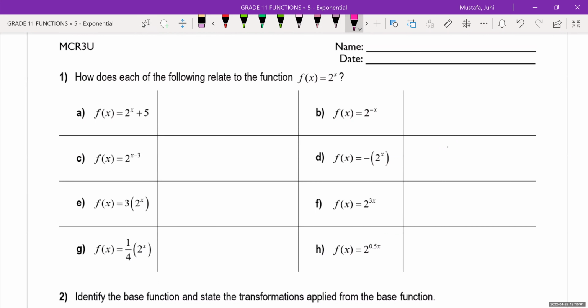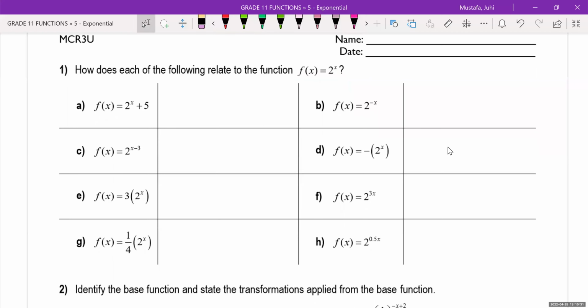All right, so for question 1A, the question says our parent function is f of x equal to 2 to the power of x. So if you see 2 to the power of x in any of these examples, that 2 is not a transformation. That 2 tells you your base is actually equal to 2. So anytime you have a parent function, whatever the number is, it's not a part of your transformations. And I'll always remind you of that because that part can be a little confusing.